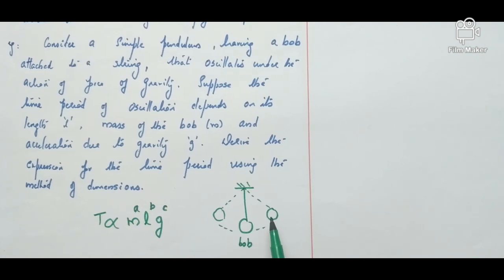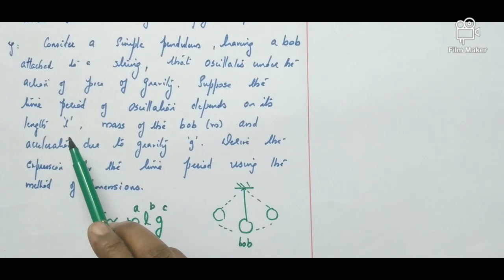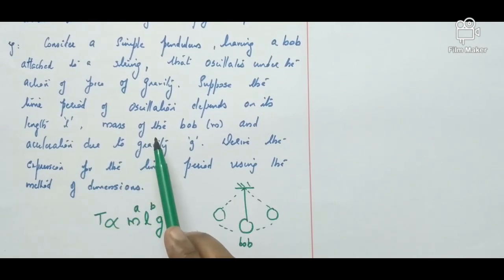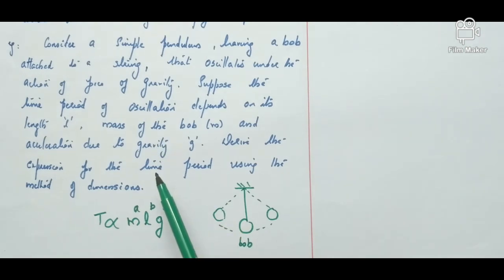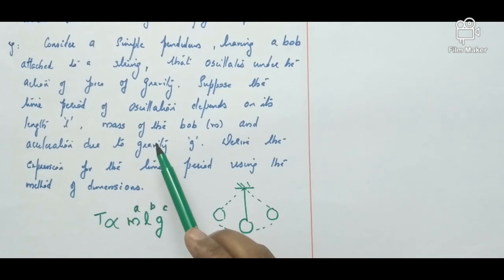If a simple pendulum is made to oscillate, it oscillates between the two extreme positions. And the time period may depend on several factors. It may depend on length, on the mass of the bob, and on acceleration due to gravity. If the time period depends on all these physical quantities, we can derive the relation for the time period using the method of dimensions. So that is another very important application of dimensions. We can deduce the relation.